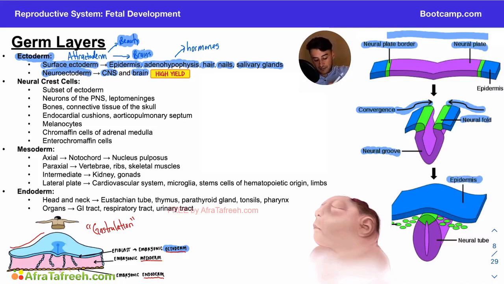So at the end of this process, we have our overlying epidermis and we have our neural tube beneath. And the neural tube is going to be a really important structure because the neural tube is what forms our brain in our cranial regions, and then our spinal cord more caudally. And it's going to be important in terms of pathology.